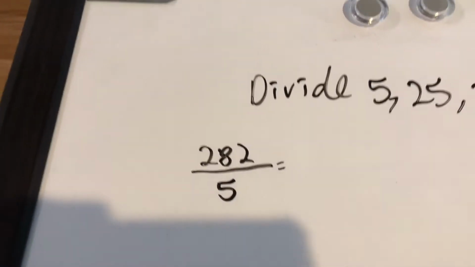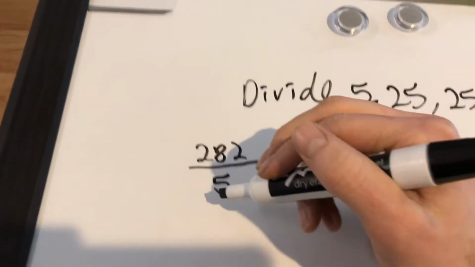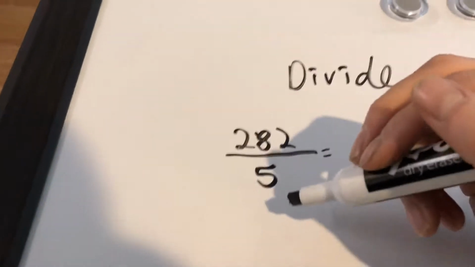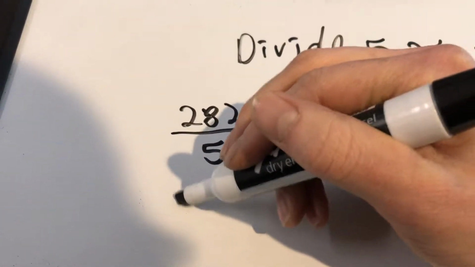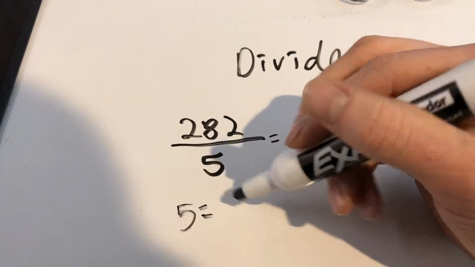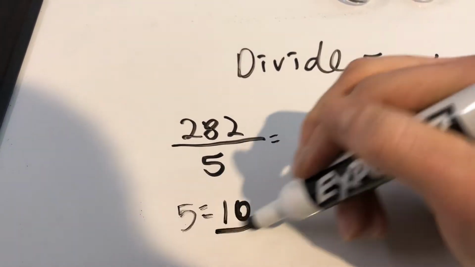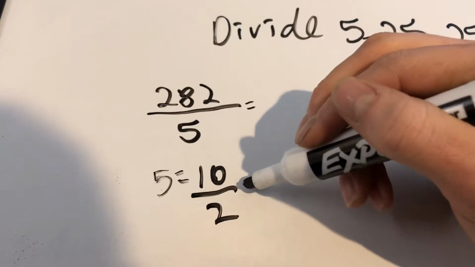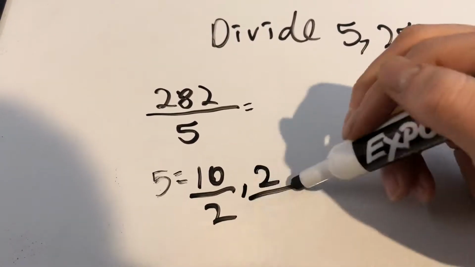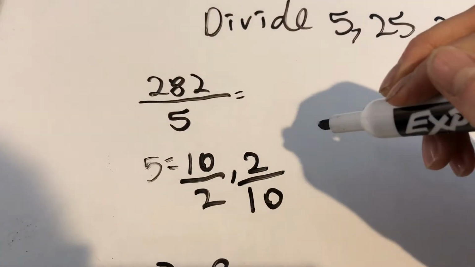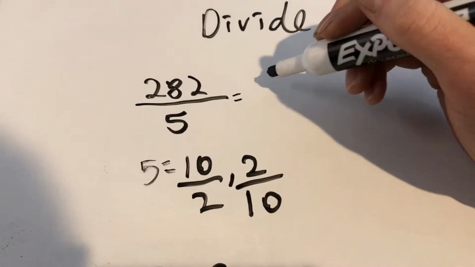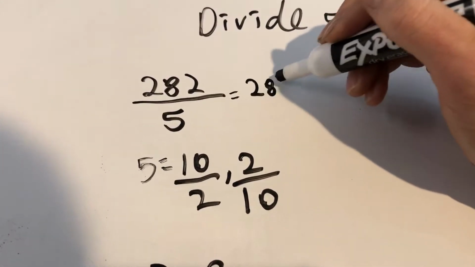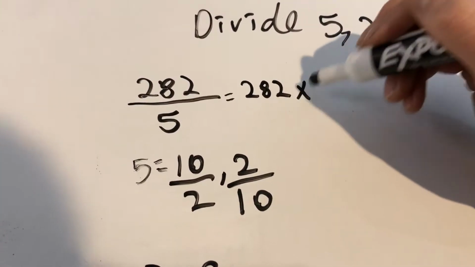282 divided by 5. Let's look at 5 right here. 5 is the same thing as 10 over 2, because 10 divided by 2 equals 5. Next step is to flip 10 over 2 into 2 over 10 to get a reciprocal and multiply to solve the answer. So now we can multiply 282 by 2/10.